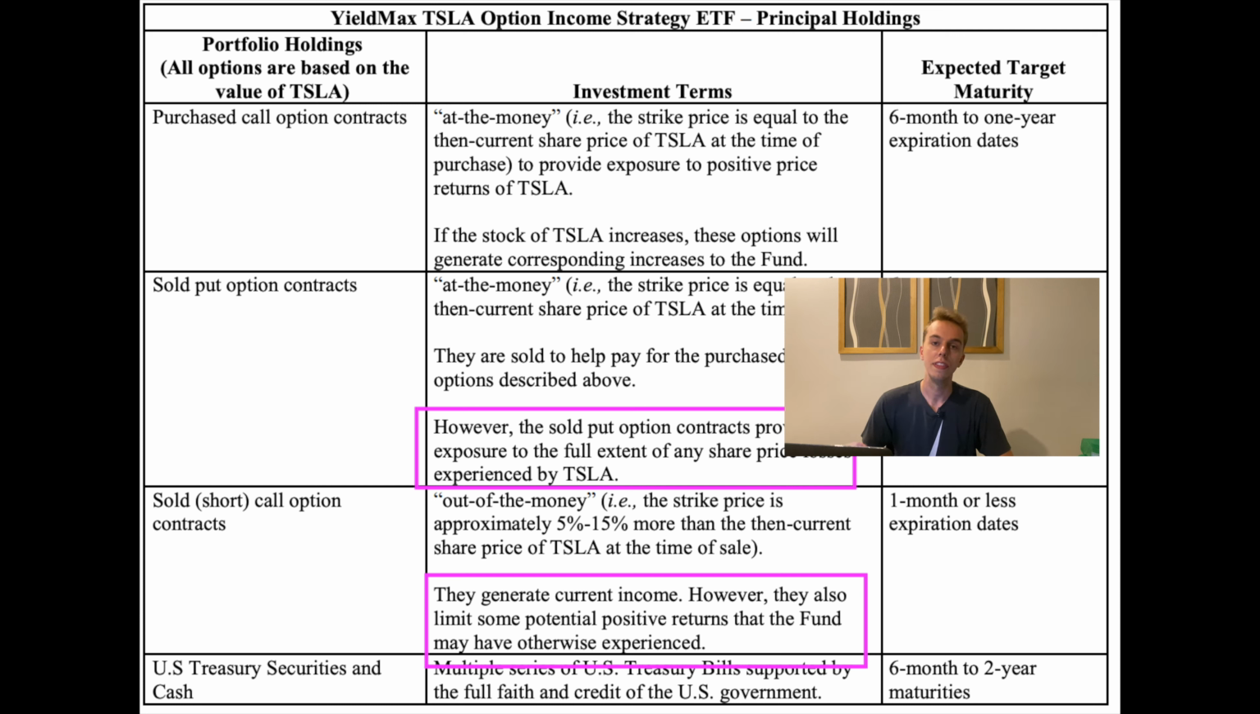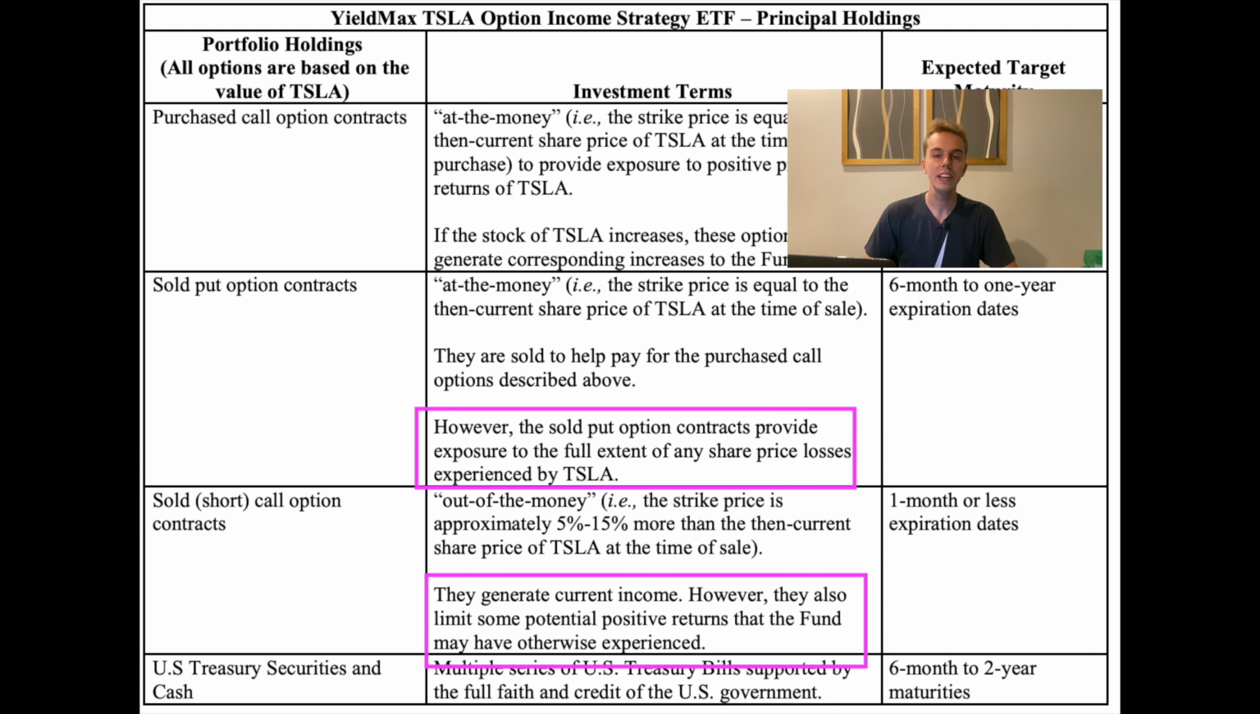increases to the fund. That might be true, however, you have time decay, right? They don't explain that in here. Time decay essentially means the closer you come to expiration, the extrinsic value of the option goes down. The more time there is until the expiration date, the more could happen, and therefore the options are worth more. The expected target for maturity is 6 months to 1 year. So when they buy an option right now in July, that would mean the option would expire in about January or longer. Then they sell a put. So sell an at-the-money put on Tesla.